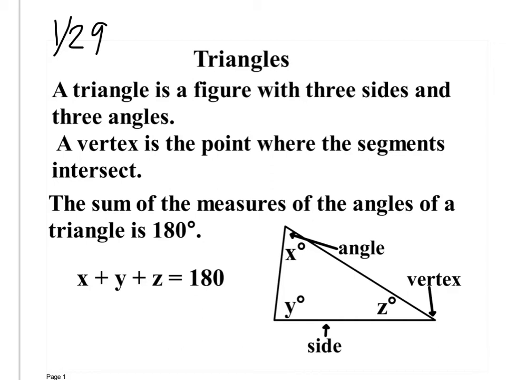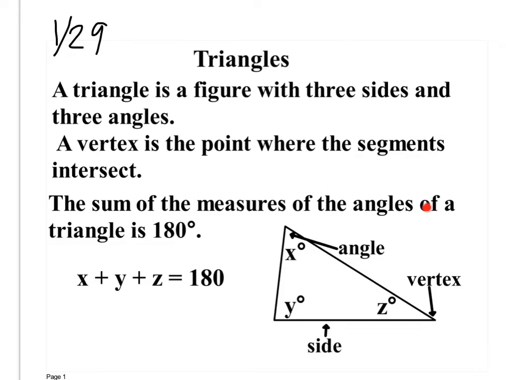All right, today we're doing triangles. What you need to know about a triangle: it's a figure with 3 sides and 3 angles. You should know that. Now we're going to get into more detailed parts of a triangle, like a vertex. The vertex is the point where the segments intersect. This is a vertex, that's a vertex, and this is a vertex. When we name triangles, we name them based off their vertices, okay, each vertex.